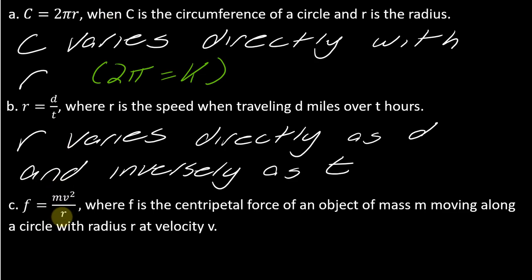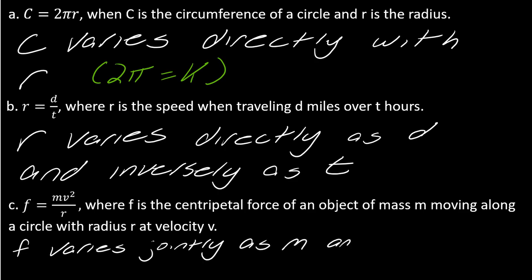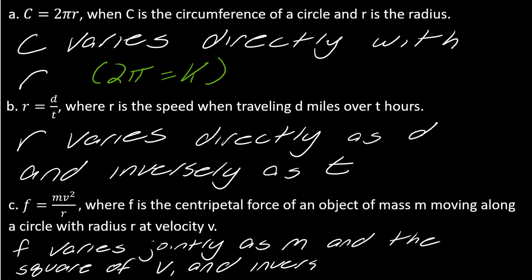So we have F equals mv squared over r, where F is the centripetal force of an object of mass m moving along a circle with radius r at velocity v. Okay, so now since I have mv squared on top, that looks like joint variation to me. So this would be F varies jointly as m and the square of v and inversely as r. So that again would allow me to cover all my bases and hit all those variables. Maybe the k in this case would then just come out as 1 one more time.